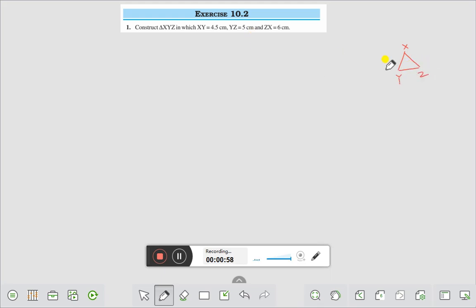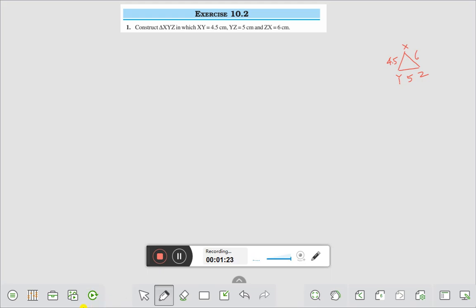Here YZ is equal to 5 centimeter, XZ or ZX is equal to 6 centimeter and XY is equal to 4.5 centimeter. Let us draw this triangle with the help of compass and scale.